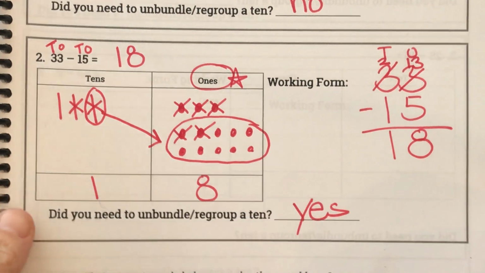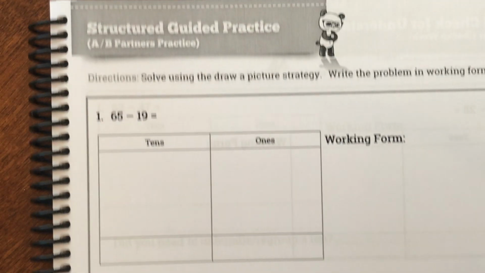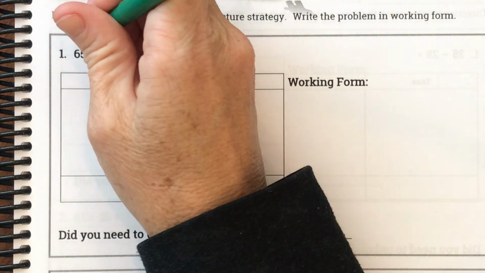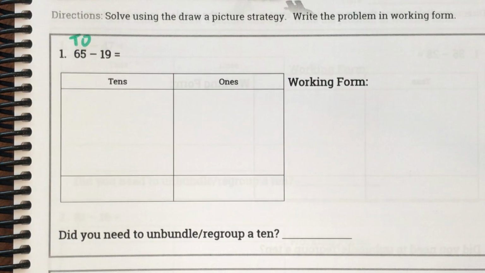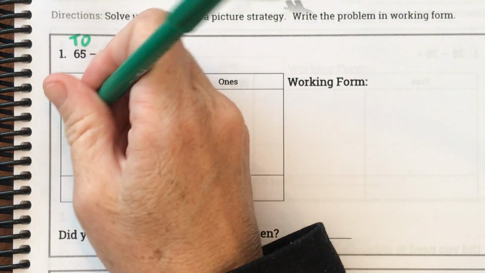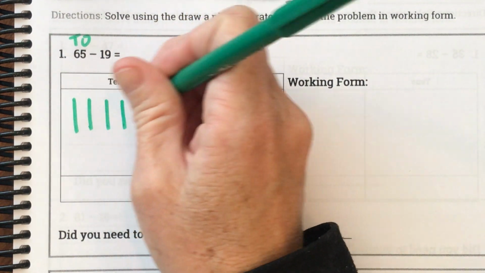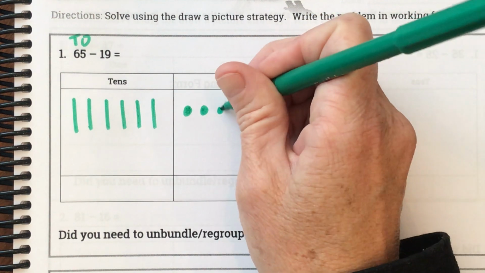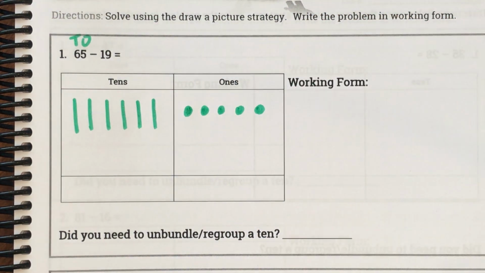Okay, we are on page 64, and here's our first problem on page 64. Okay, it says 65 subtract 19. So let's put our place values up there. So that means I have 6 10s and 5 1s. So let's draw that. 1, 2, 3, 4, 5, 6, and 5 1s. 1, 2, 3, 4, 5.